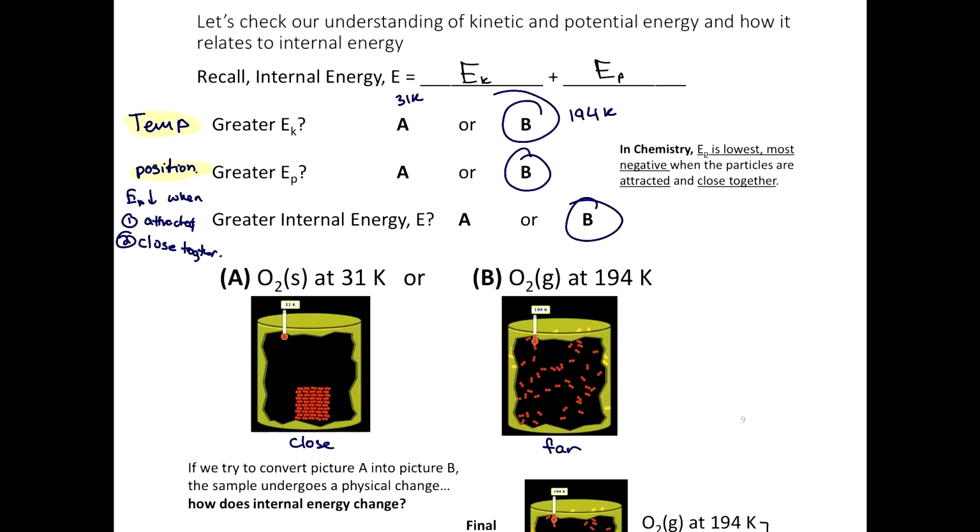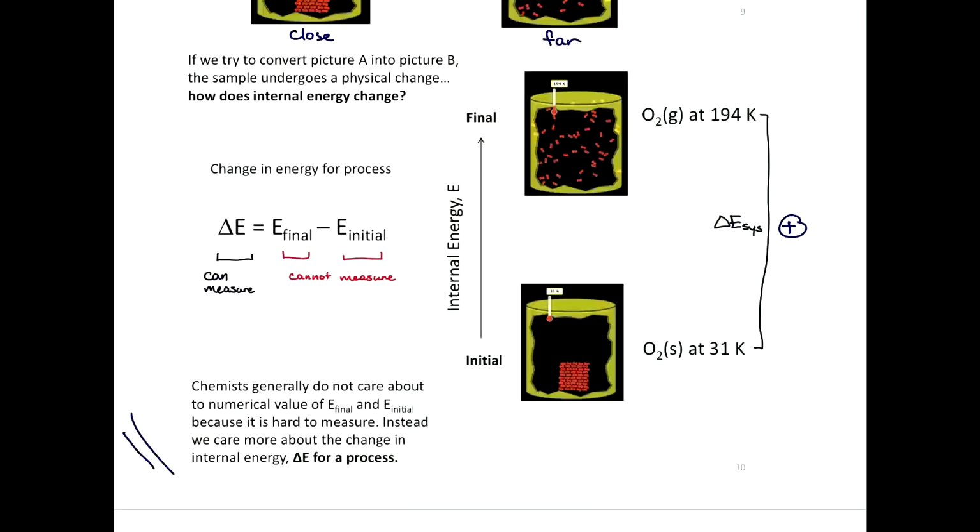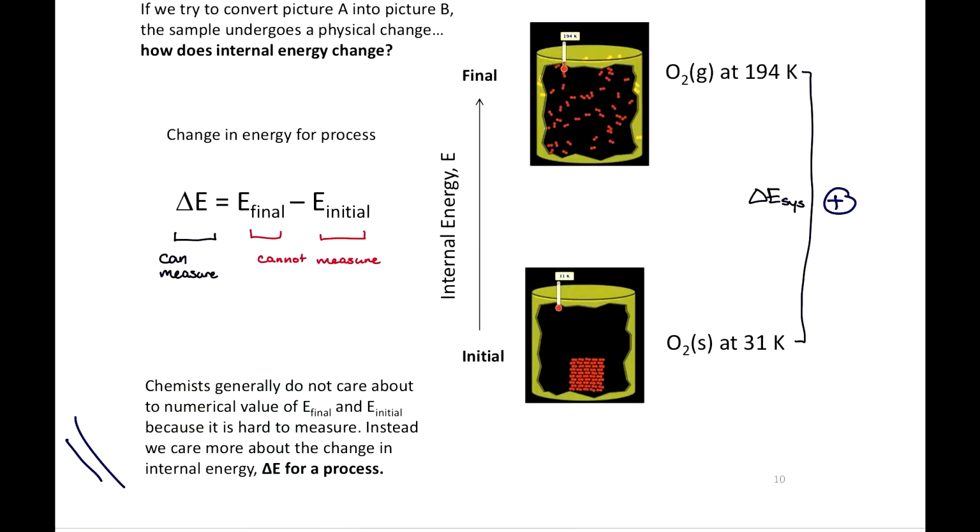To recap what we did last week, for these two samples, we deduced that sample B had the greater kinetic energy because of its temperature. Also, sample B had the greater potential energy because the particles were further apart, more positive potential energy. So sample B had the greater internal energy. Thinking about turning a solid sample into a gaseous sample, we actually have to increase the total internal energy of those substances. So we see that here.